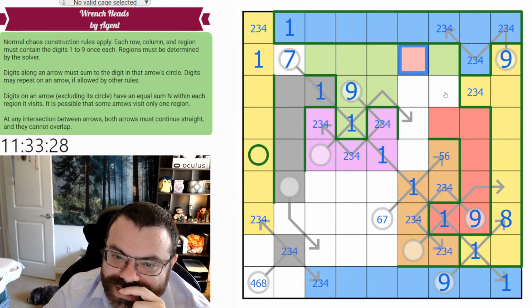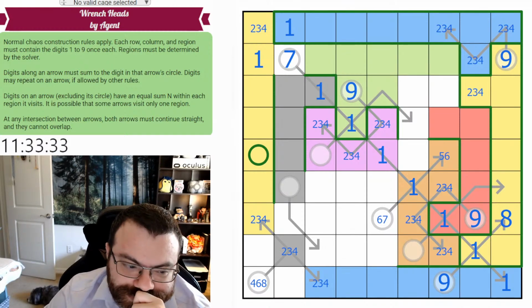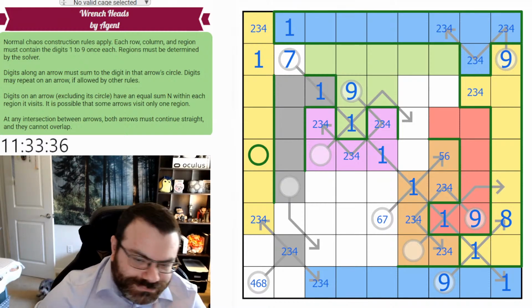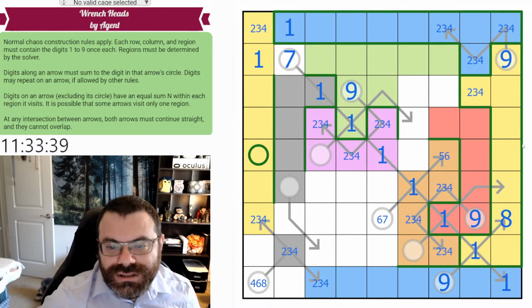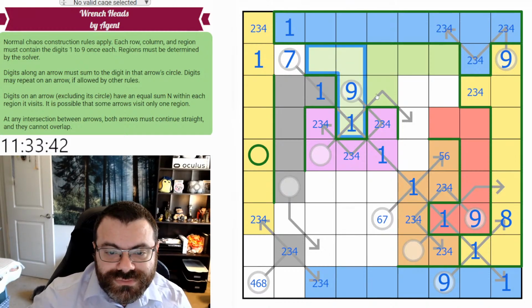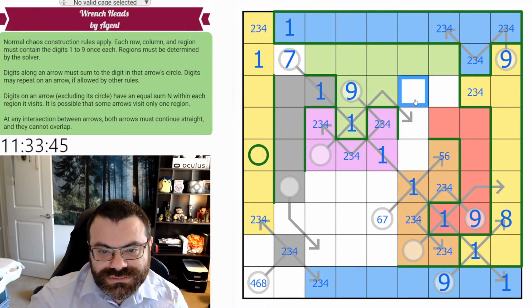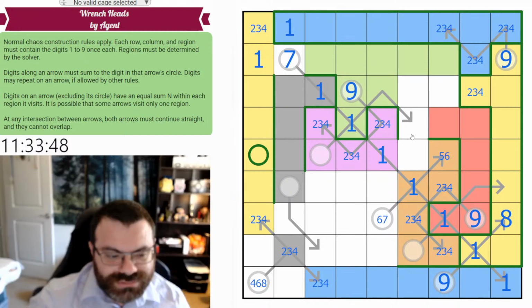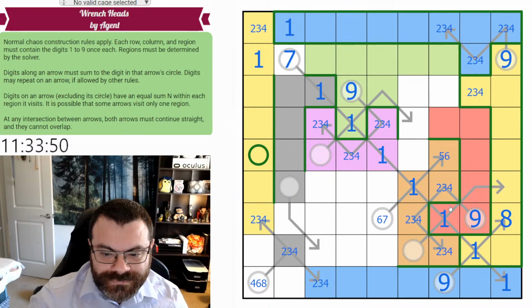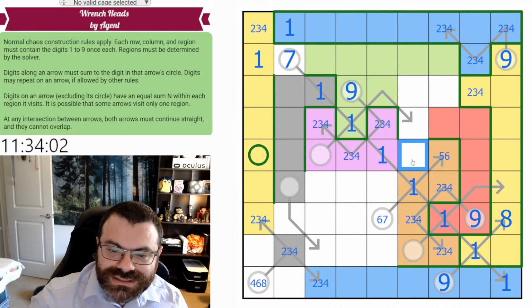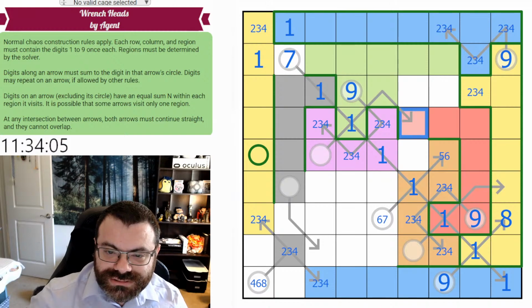Which means if this one were red, green would have to come around it, and that would isolate. So this one's also green. So that's 1, 2, 3, 4, 5, 6, 7, 8. Green gets 1 more cell. If green gets 1 more cell, then it can't take this cell. So this cell's red. And it could take either one of these.